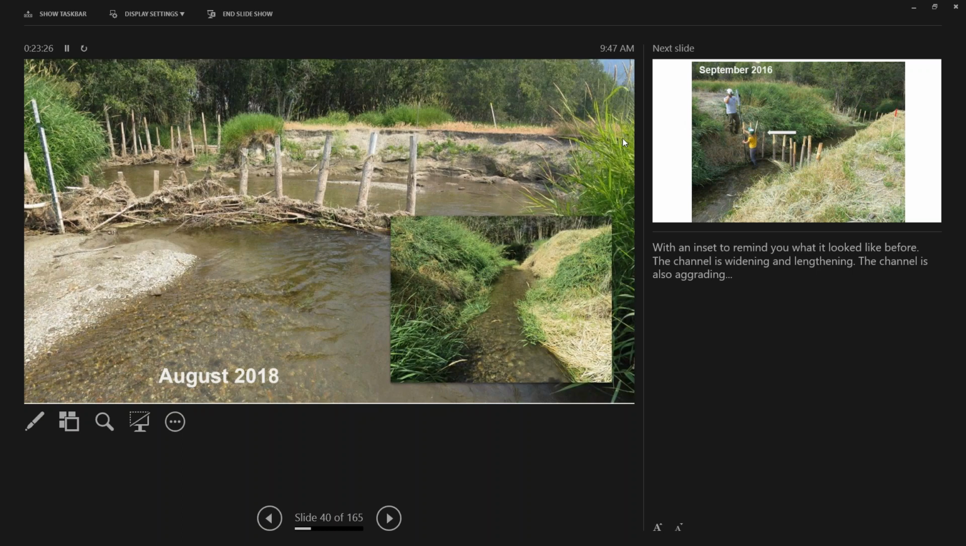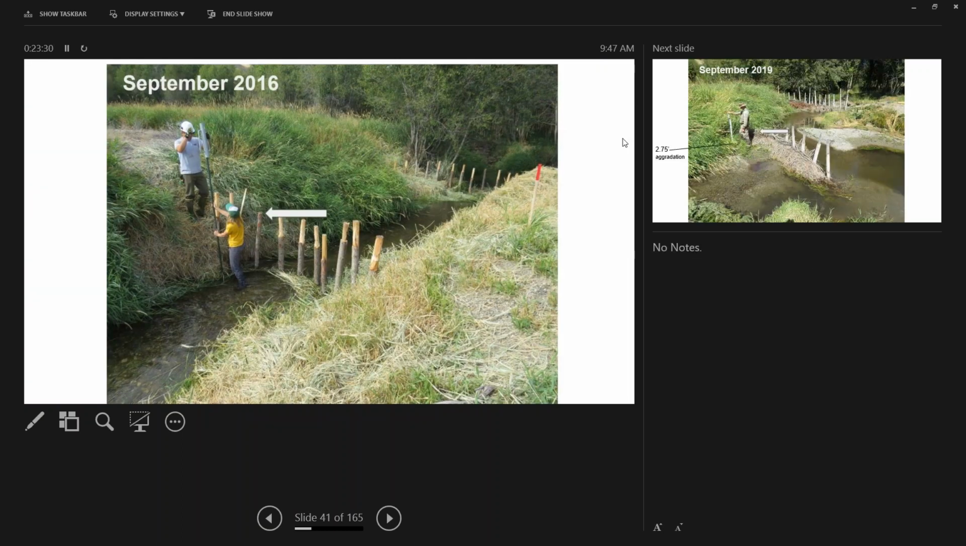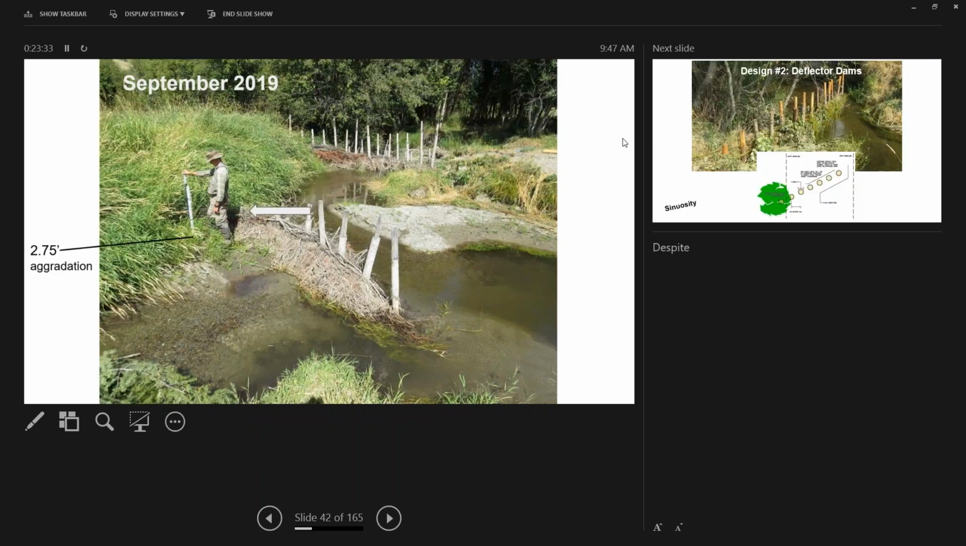Did it degrade at all? It did. It degraded. And I'm going to show you another picture of this spot in a minute. I think right here, 2.75 feet, where Todd is standing right there. Now, aggradation is really hard to measure because it varies so much, even within one cross section, of course. But it was interesting to see 2.75 feet of aggradation tucked into that place where the water's moving more slowly, even though we didn't get to have a channel spanning structure like we intended. We still had quite a bit of aggradation.